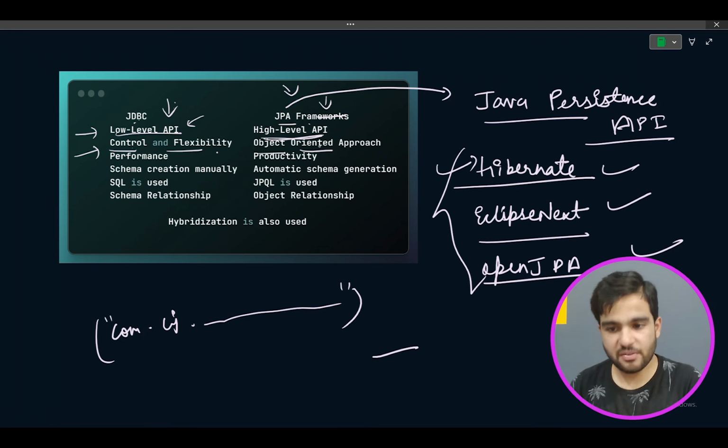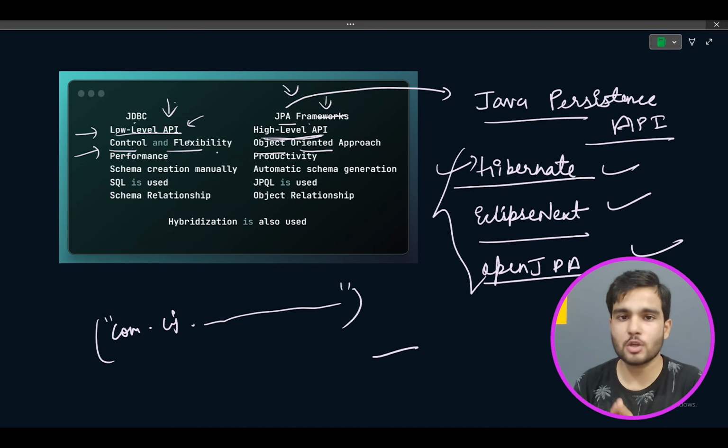In case of JPA frameworks, an object-oriented approach is used for creating the schema, and in case of JDBC, you will have to write the statement for creating the table as well. But in case of JPA frameworks, you do not need to specify the schema, or write any SQL statement. They will do everything by themselves.